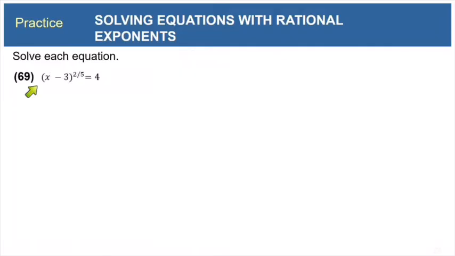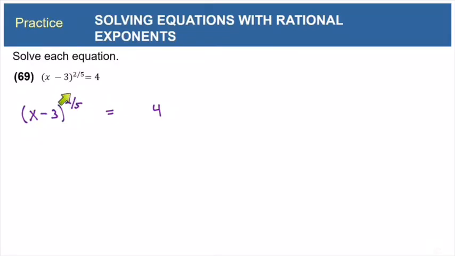Now, here is the last equation of this type that we'll work on together in this section. And so we have here x minus 3 raised to the 2/5 power equals 4. And remember, you ought to pause the video and try this by yourself before you watch the solution. Okay, now I'm going to go through the solution with you. So we can see that the exponent expression is already isolated. It's already by itself on the left side of the equal mark.